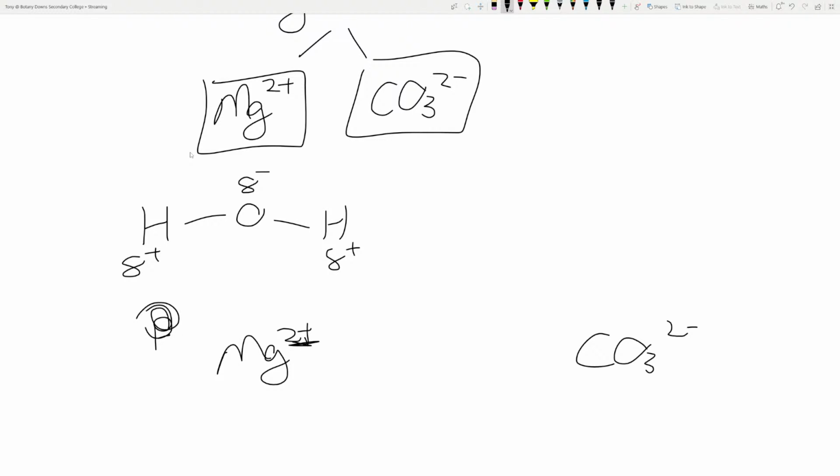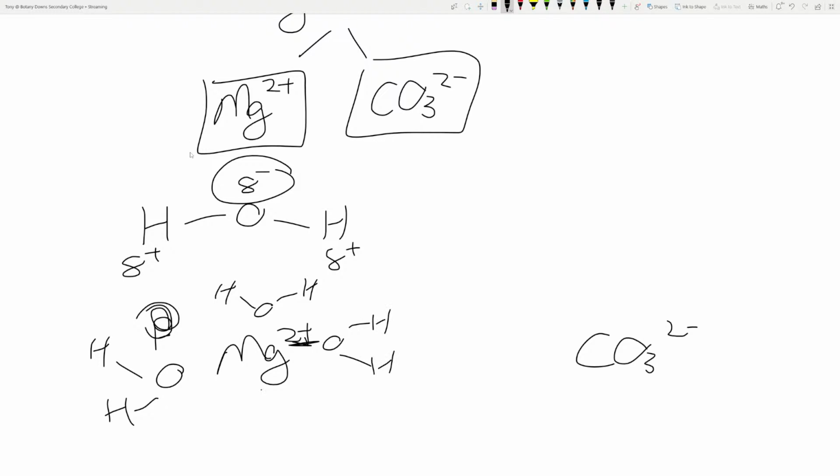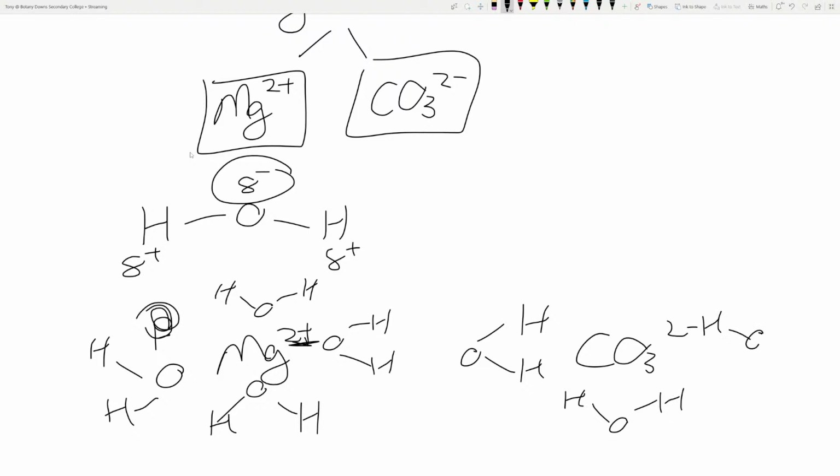Say, for example, this is positive. So I want to make sure that my negative ends surround that. The negative ends are going to say, hey, you're so positive, I want to hang out with you. Opposite charges attract. So you can see how I'm drawing all the O's facing towards the positive charge. On this side, all of the H's are going to face the negative side. And that's just how you draw the diagram. Nice and easy. No real difficulties here.